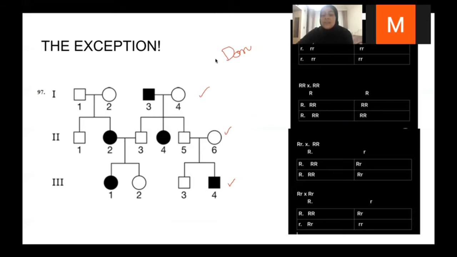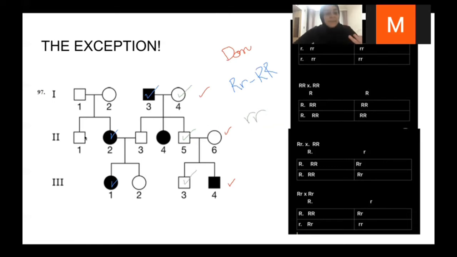So since we said that it is a dominant trait, this means that all the shaded people are going to be carrying either a heterozygous genotype or homozygous dominant. So if we represent this trait by the letter R, the shaded people are going to have either capital R small r, or capital R capital R. And all the unshaded people are going to carry small r small r.